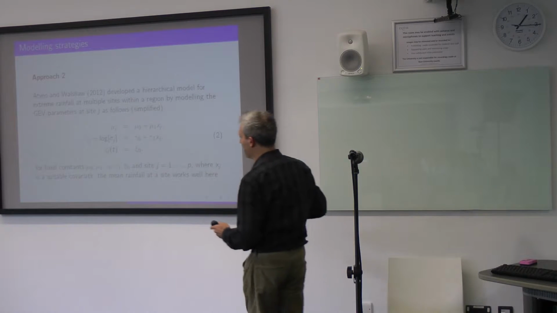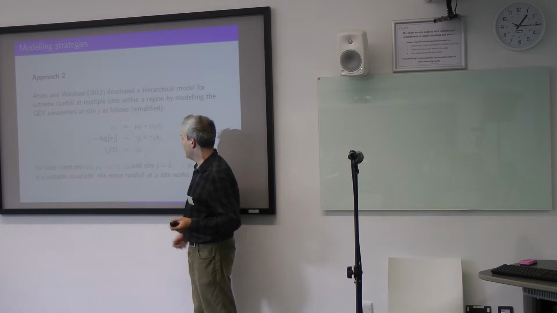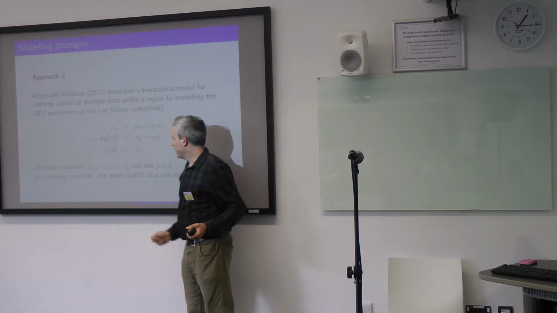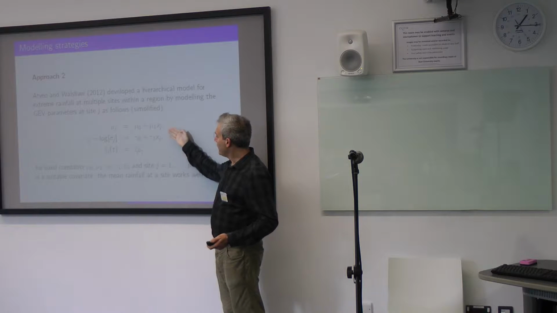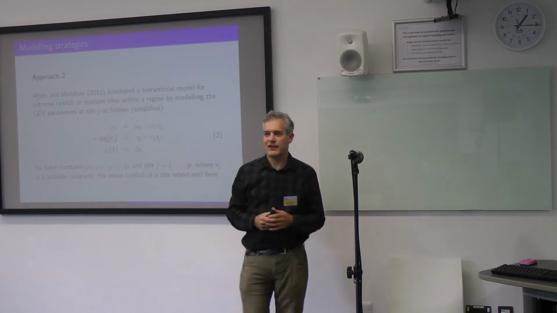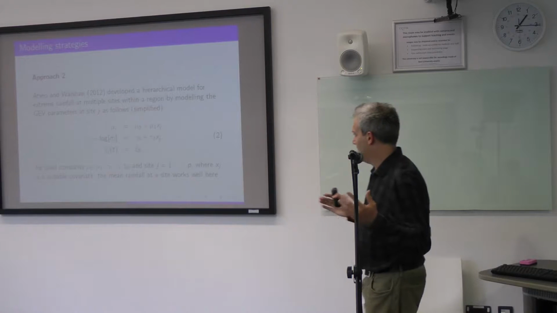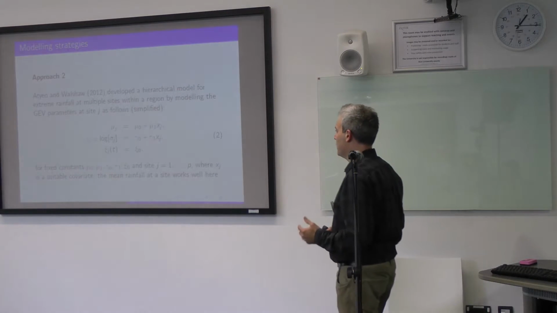So here we've got models for the GEV parameters, mu, log of sigma, and psi, based on a covariate. In this case, the covariate we used that worked really well was the mean rainfall, the daily mean rainfall at a site, and we found that we were able to use this.